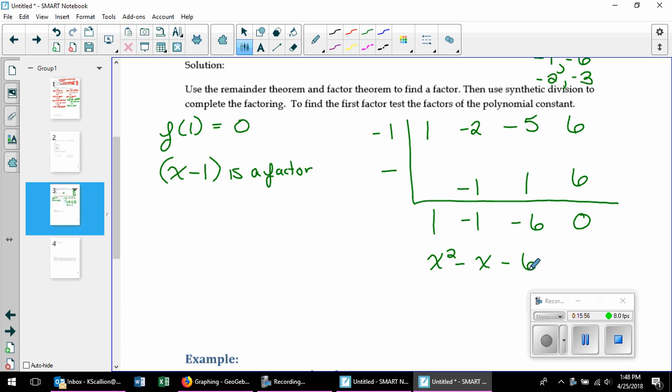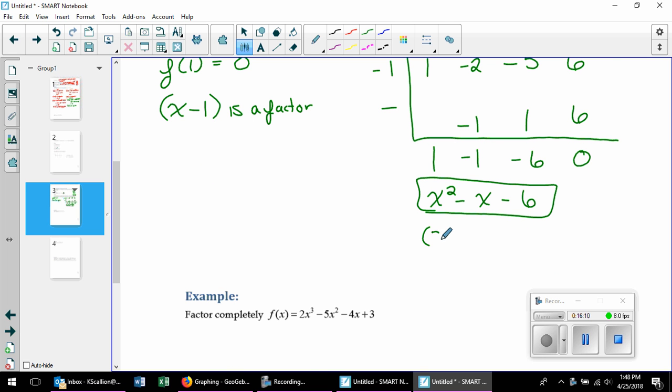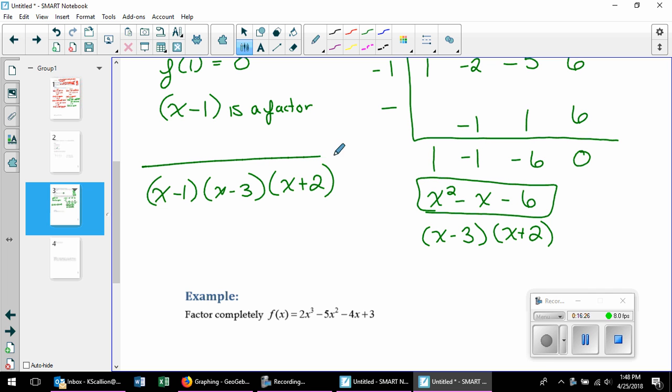Am I done yet? No. Next step is I'm going to have to try to factor this. Can I factor that? What kind of 3s? What kind of 2s? So the answer to this question is 3 factors. X minus 1, which we found with our remainder theorem. And then the other ones that we did the synthetic division and then we just factored based on our grade 10 knowledge. This is your answer. You need all 3. You can't leave them scattered across the page.